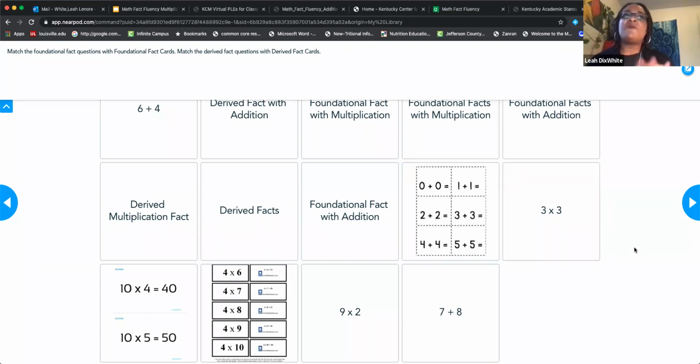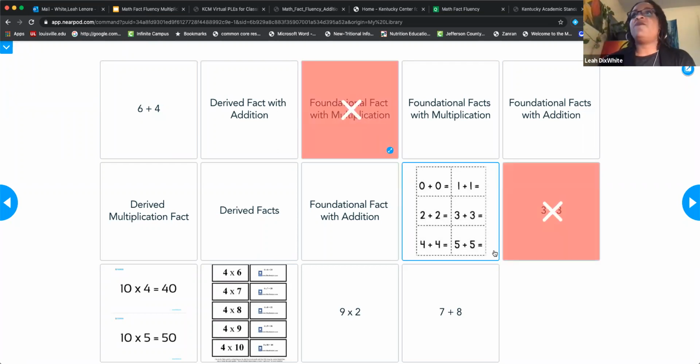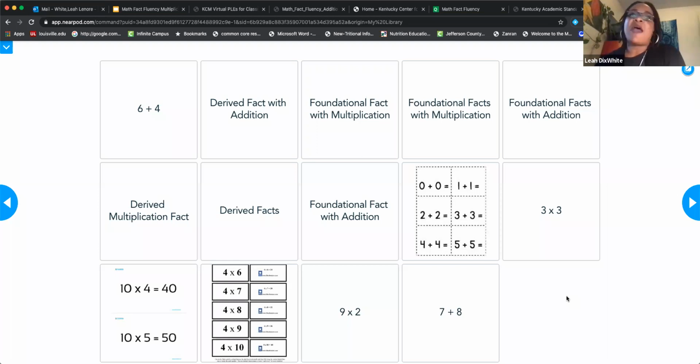Okay. So some of them don't match up exactly. So the way you connect the cards, you would click on 2 cards at a time to say that they match. So if I see a picture of 3 times 3, and I click on that, and then I click on foundational fact for multiplication per se, then if that's a match, it would light up green, and if it's not a match, it would light up an X. And some of the descriptions don't match exactly, but I'm hoping that you can infer from the picture where the derived facts are with the foundational facts.